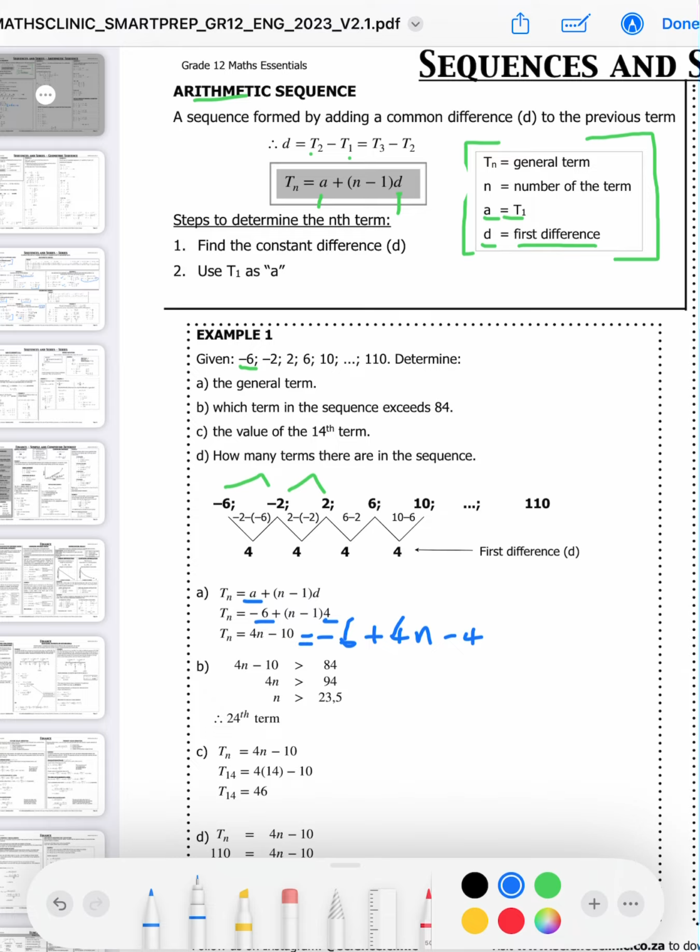Okay, what did we do? You got the first term, and then you got the constant difference. The constant difference is 4, and then you just substitute that and simplify, and then you have the general term, or the formula for the sequence.